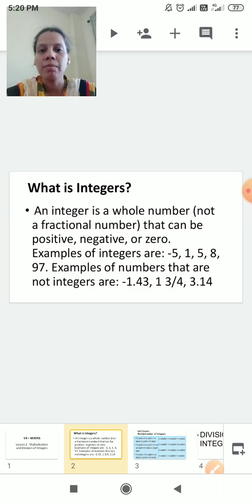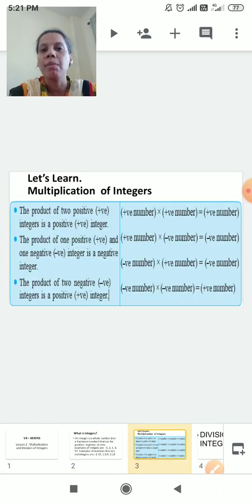Integers, the definition. An integer is a whole number, not a fractional number, that can be positive, negative or 0. Examples of integers are -5, 1, 5, 8, 97. Examples of numbers that are not integers are -1.43, 13/4, 3.14. Integer means all the positive numbers, all the negative numbers and 0 together are called integers. But the numbers which are not integers are fractional numbers and decimal numbers. They are not integers. Now, after that we have seen a few rules of multiplication of integers.